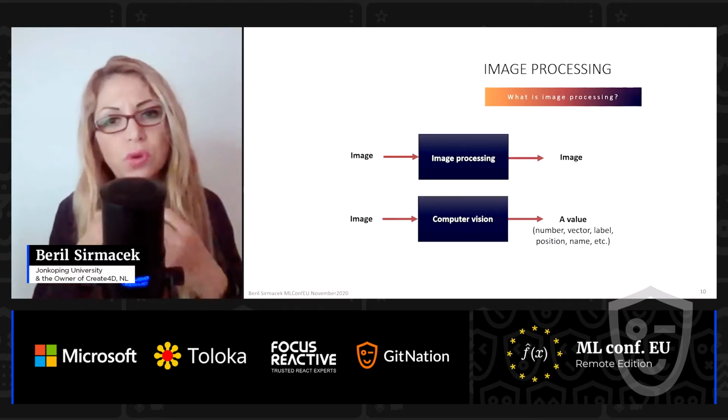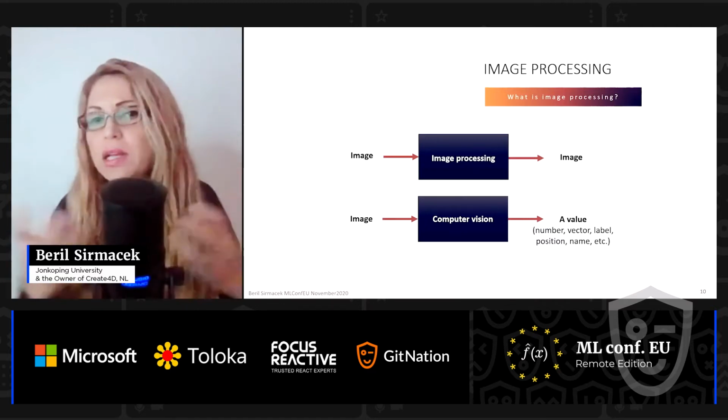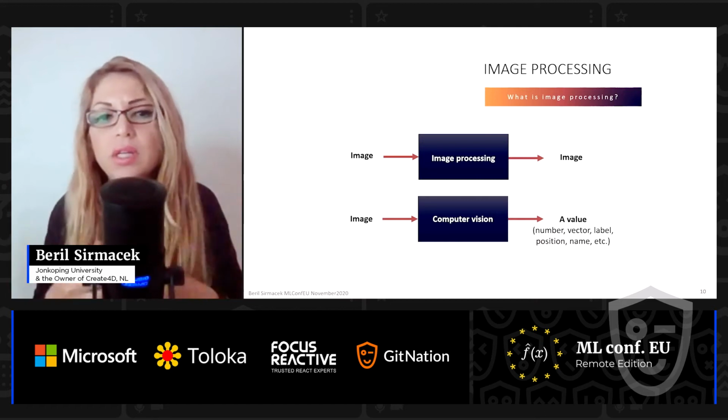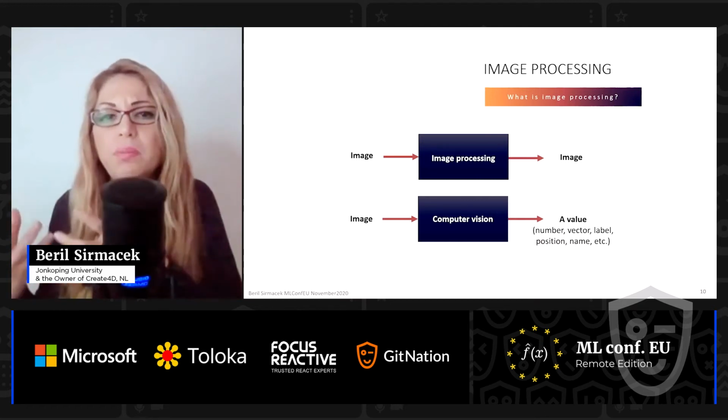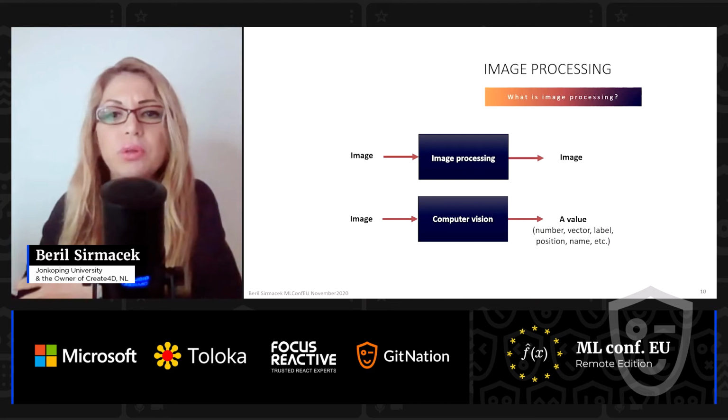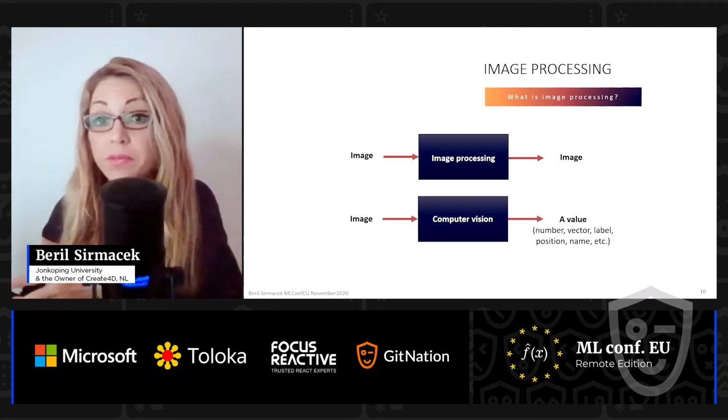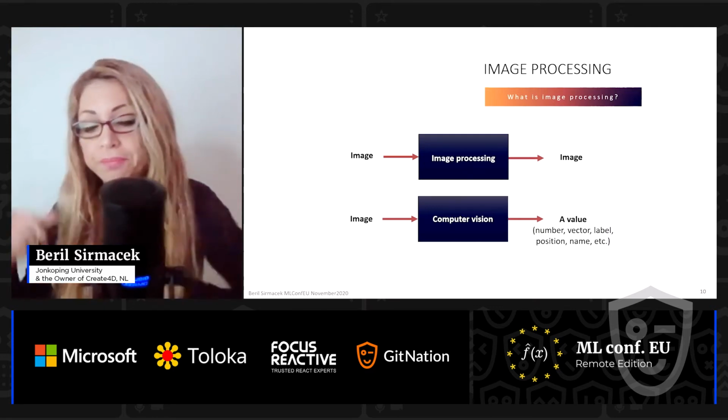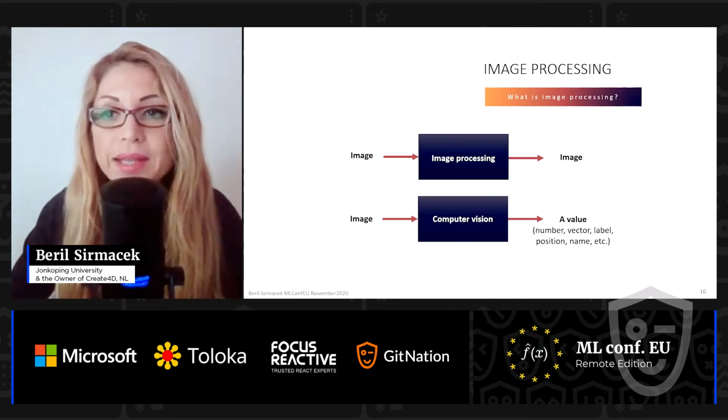And afterwards, computer vision extracts some values, shapes, vectors that later on you can pick up and put into a machine learning algorithm, learn something, classify something, recognize something. So we will see more examples.